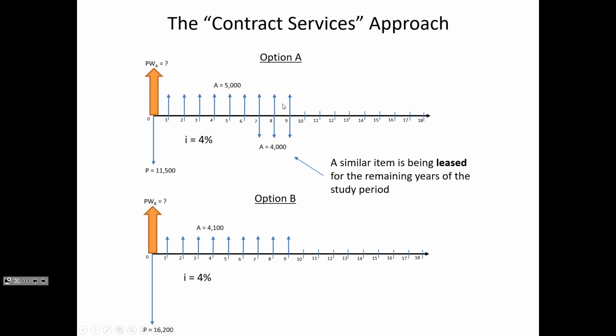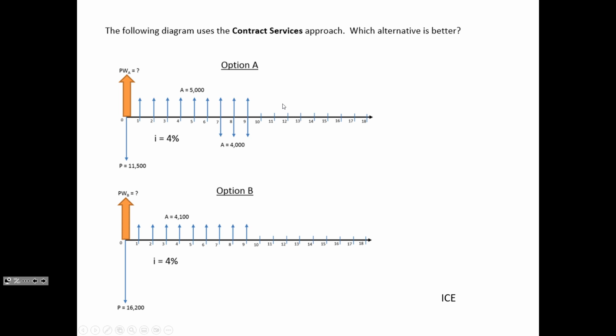Okay. So this little irregularity or difference in option A is because we're leasing the item for the remainder of the study period to make them the same length. So now they have the same useful life and can be compared on the present worth basis. Okay, so let's do the calculations for that one. And maybe we should use Excel for this one.